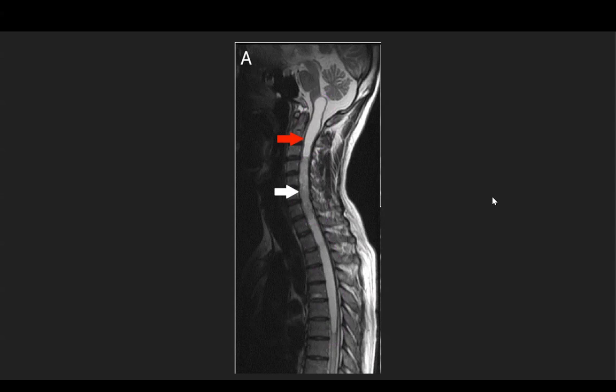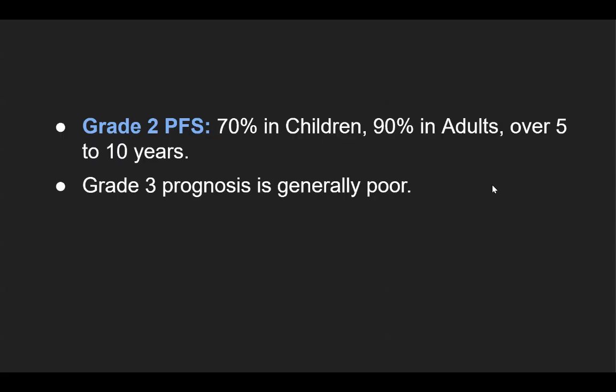Moving on. So, grade 2 progression-free survival is really good, 70% in children, 90% in adults over 5 to 10 years. Grade 3 prognosis is generally really, really poor. Okay, somebody wrote in the chat something. Also septated syringohydromyelia, yes, that's right. Septated syringohydromyelia is there, satellite cysts are there.